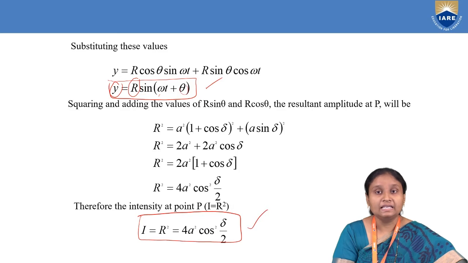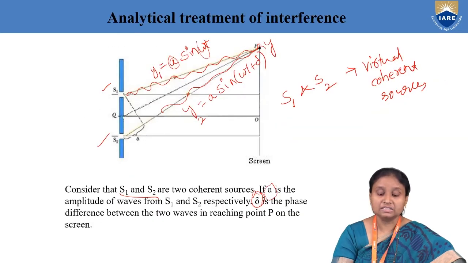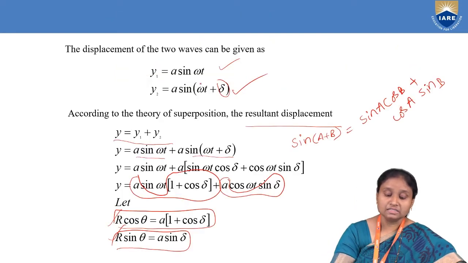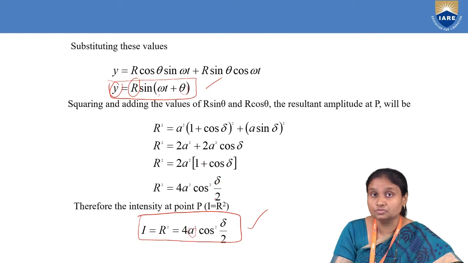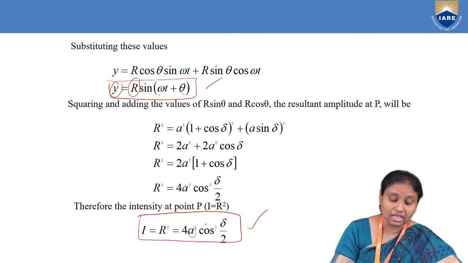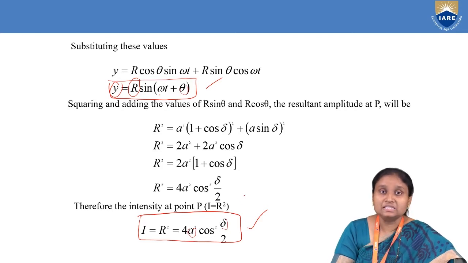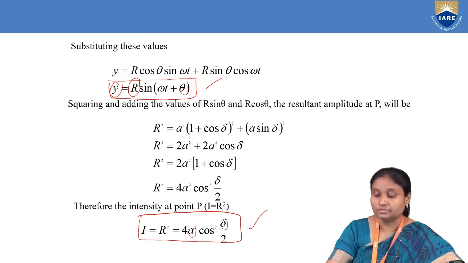So what is this I? I is intensity at the point P. If we go back to our experimental setup, this is our point P, and at the point P, the expression for intensity we got because of superposition of these two waves is 4a square cos square delta by 2, where a is the amplitude due to an individual wave, and here we are maintaining that these two waves have the same amplitude a, and delta is the phase difference between those two waves.